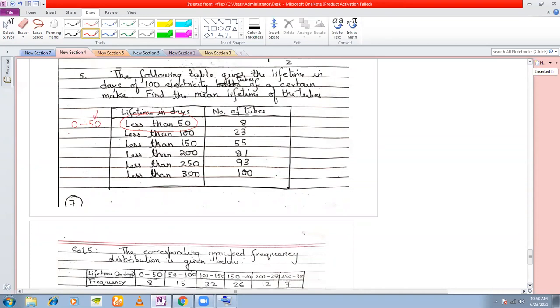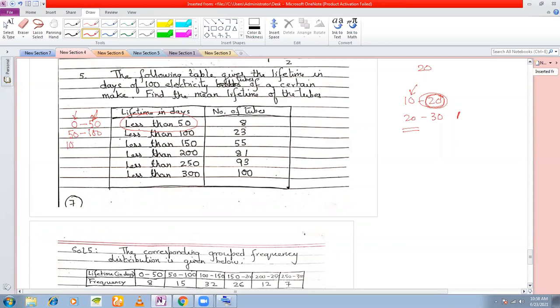Remember tally marks when we are doing 10 to 20, 20 to 30. If you had an observation like 20, where were you putting the mark? You were putting the mark here, right? So that means this interval does not actually include 20. This interval includes 10, but it does not include 20. 20 is actually here. So 0 to 50, this is inclusive of 0, but not inclusive of 50. Next is 50 to 100, because this is less than 100.